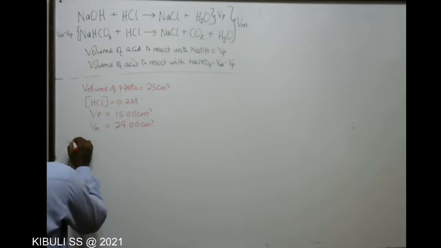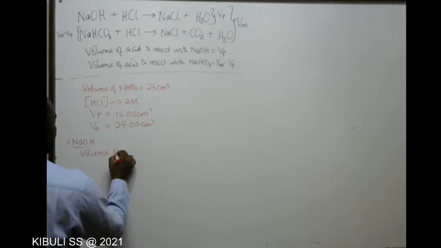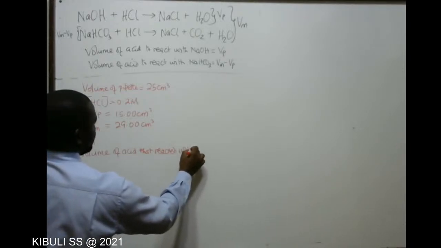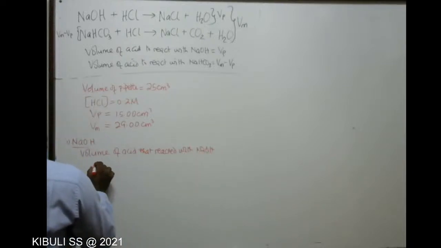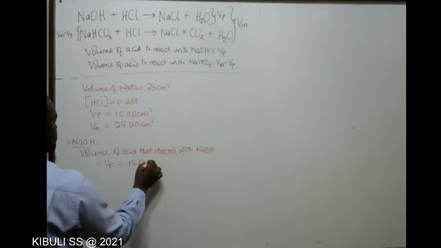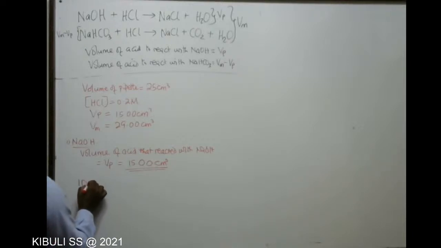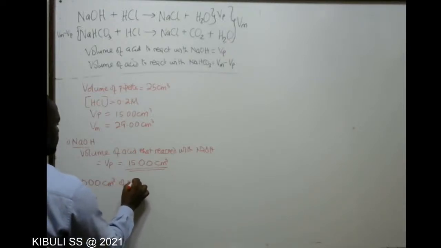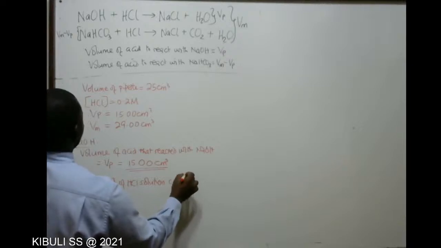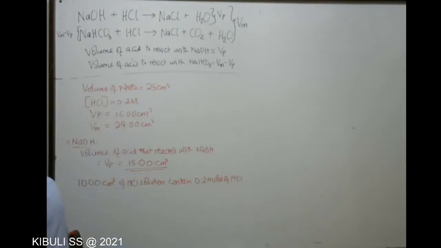So we can begin with the sodium hydroxide and say the volume of acid that reacted with sodium hydroxide alone. This volume, according to our analysis, is Vp, which is 15.00 centimeters cubed. So we start from there and say 1,000 cubic centimeters of HCl solution, which is the acid solution, contain what the molarity of the acid was. It is 0.2 moles of the acid, which is HCl.